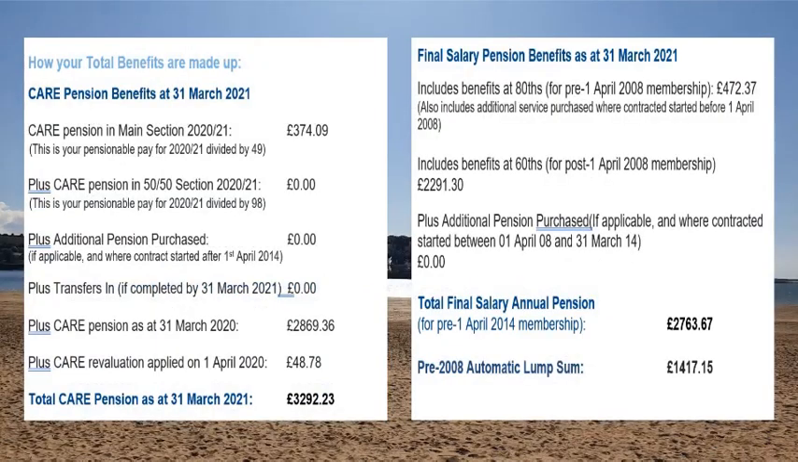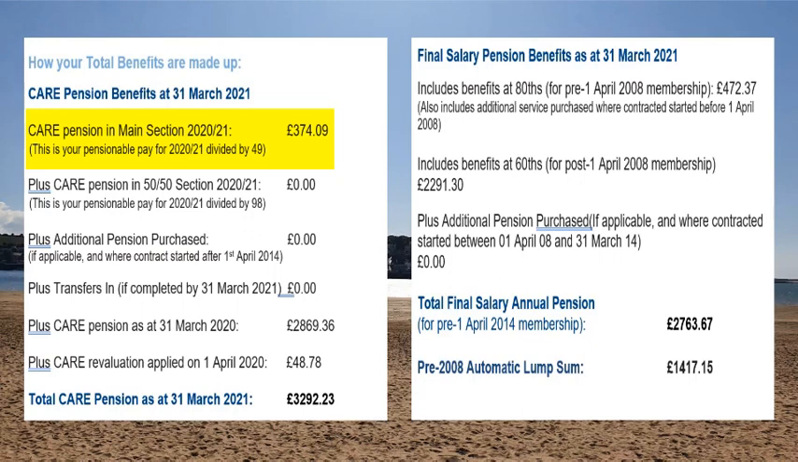The next section of your personal benefit statement shows a breakdown of your benefits as at the 31st of March 2021, between the Career Average Pension Scheme, your pension from the 1st of April 2014 onwards, and the Final Salary Pension Scheme, your pension before April 2014. Your CARE pension in the main scheme is the pension you have accrued per annum in the last 365 days.